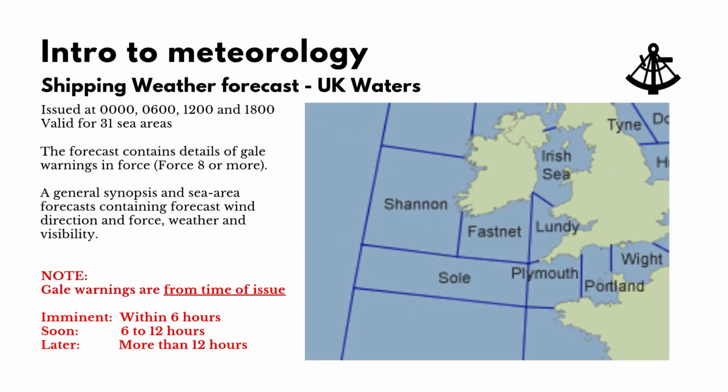A small passage planning tip here. If you're planning a passage across the English Channel in sea area Plymouth, it is a good idea to look to the west to see what's going on in the sea areas Sole, Fastnet, and Shannon, because the weather systems are moving from west to east. That means during your passage, what's happening in Sole is going to move in towards you.